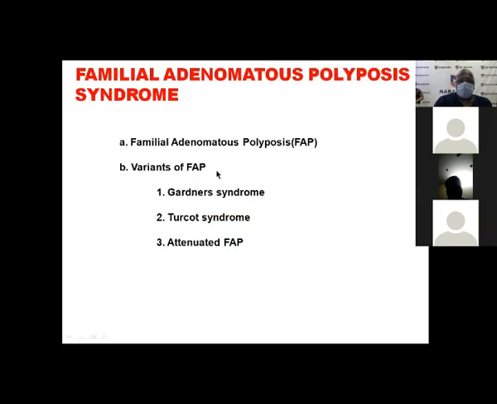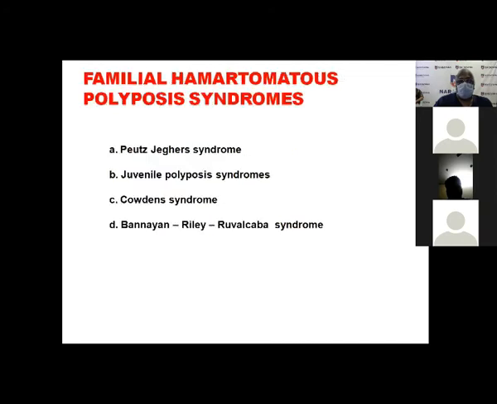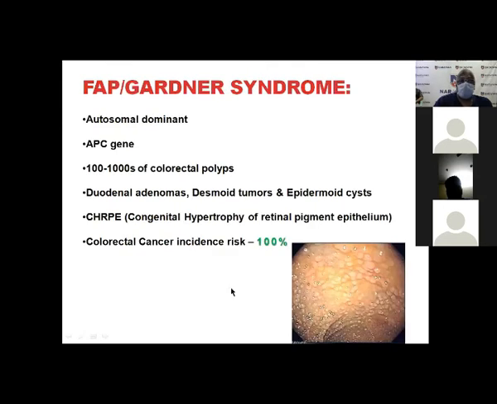FAP variants are Gardner, Turcot, and attenuated familial adenomatous polyposis. One by one, we will discuss. Familial hamartomatous: Peutz-Jeghers, juvenile polyposis syndrome, Cowden syndrome, and Bannayan-Riley-Ruvalcaba syndrome. It's all only for your theory. One you must know about Cowden, juvenile, and Peutz-Jeghers. Gardner is 100% risk for malignancy.